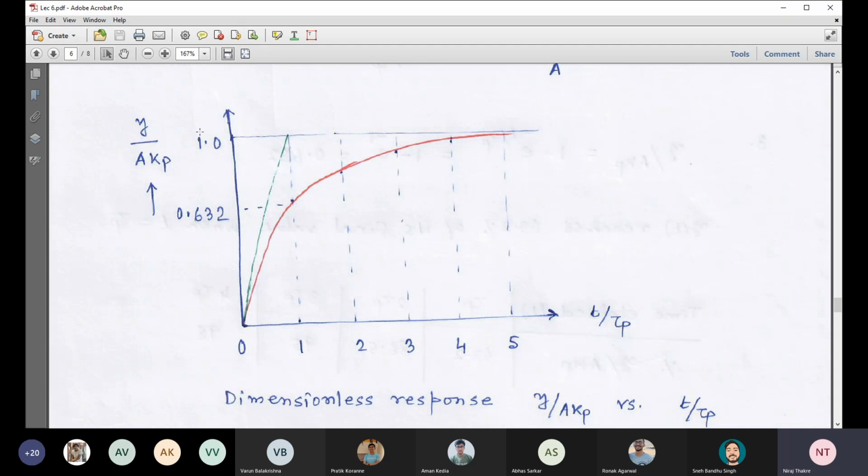Now, first question is how I have written this one value, maximum value for y by A Kp, I have written one. How we can get this? Do you have any answer, student? I repeat the question. The maximum value for y divided by A Kp is written here 1. Question is, how we get this value 1? The function is 1 minus exponential of something, and exponential is always positive, so maximum value is 1.